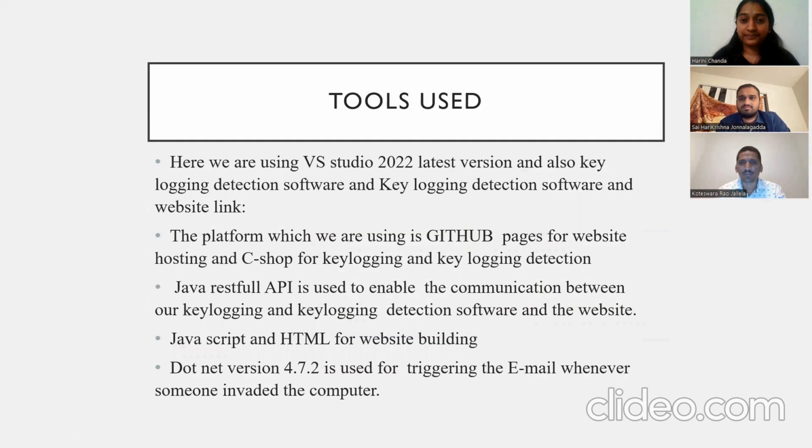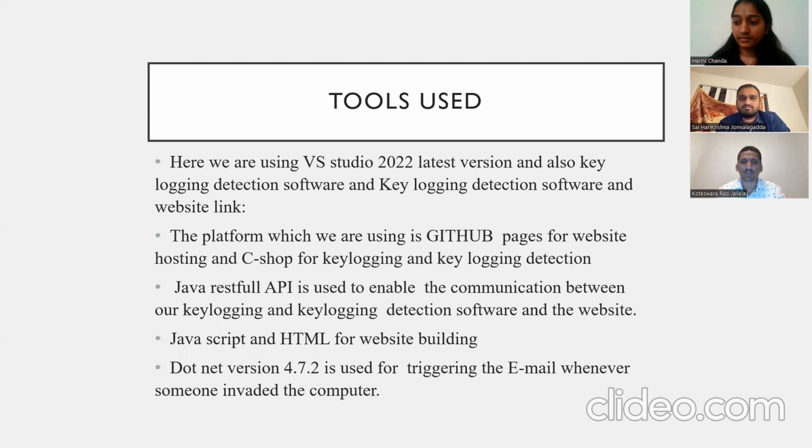For this attack, we have used tools to implement the functionality. We used Visual Studio 2022, with .NET version 4.7.2, for the keylogging and keylogging detection software. The platform we used is GitHub Pages for website hosting. Within the hosting application, when we click to start the keylogging application, it starts the keylog, the phishing attack, and also sends email about the keylogger attacks. We also implemented Java RESTful APIs to enable communication between the keylogging and keylogging detection software through our website, which we have hosted at the GitHub link.